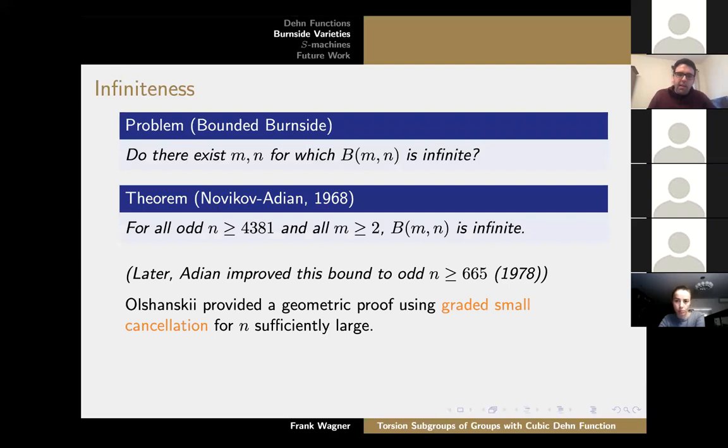And Olshanskii provides a geometric proof of this. Now it doesn't have the same bounds. The bounds are much worse in his proof, but his proof uses graded small cancellation theory.